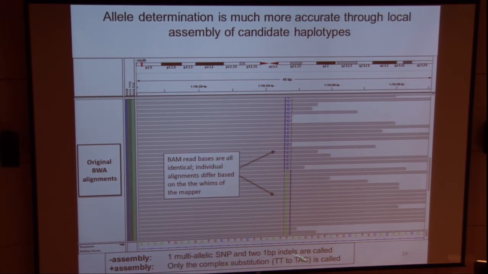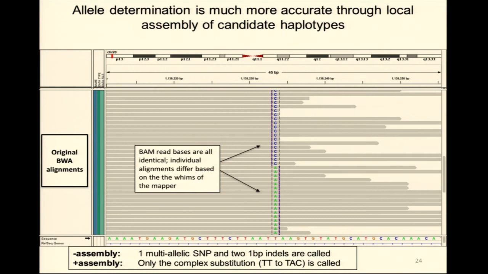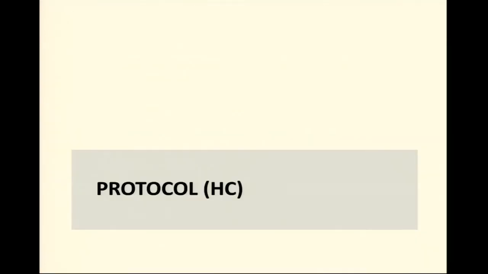So what really happens is that the bases TT are going to TAC, and this is one single event. For the assembler, this is a very, very simple case, but if you're limited by this locus by locus view of the world, then you're just not able to see it. So this is a very cool thing that HaplotypeCaller can do, and in the end, this only helps you with the accuracy of your calls.